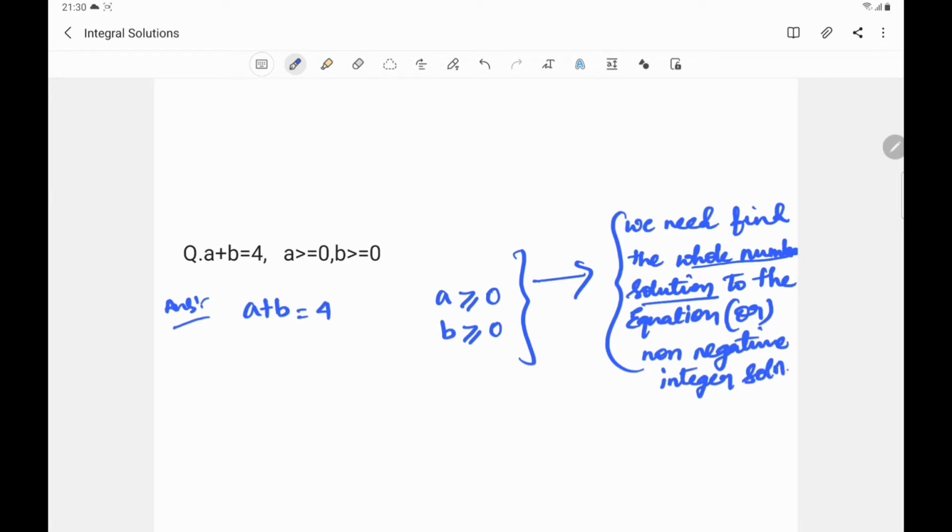Now what I'll do is, since a is greater than or equal to 0 and b is greater than or equal to 0, I will add 1 to both sides of the inequality. So it will become: what happens here is, we are getting a plus 1 greater than or equal to 1 and b plus 1 greater than or equal to 1, right?